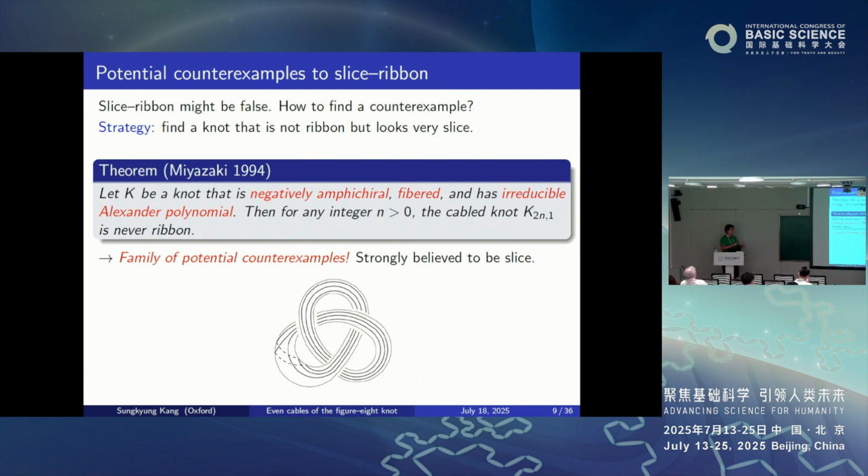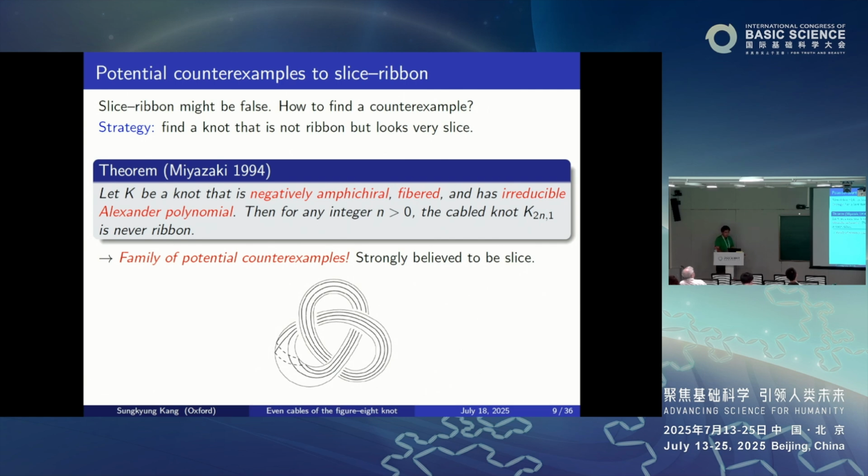The conjecture is that slice knots are always ribbon. So you might try to find a knot which you already know not to be ribbon. And then if you can prove that it is slice, then that's it. Then that'll be a counterexample. And one of the earliest and probably the biggest family of such examples were given by Miyazaki in his work in 1994.